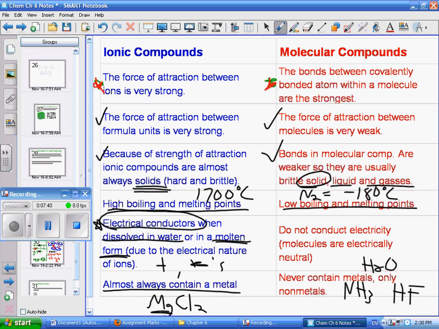Okay? Take a look at this chart. It's a big deal, and it's very important to understand what's going on between ionic compounds and molecular compounds and how they differ. Lots of questions on the test on this. It's not good enough just to memorize this. You really need to understand what's going on here. Again, any issues, email me or ask me questions in class.